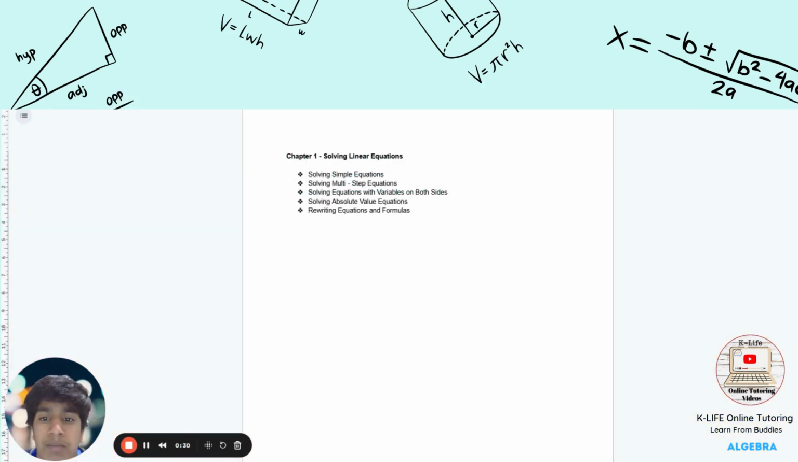The first lesson that we're actually going to be talking about is solving simple equations. The second lesson is solving multi-step equations. The third lesson is solving equations with variables on both sides. The fourth one is solving absolute value equations. And the last one is rewriting equations and formulas.